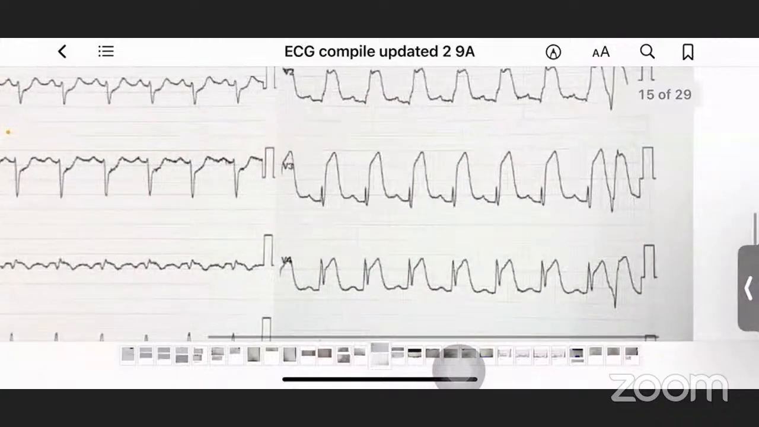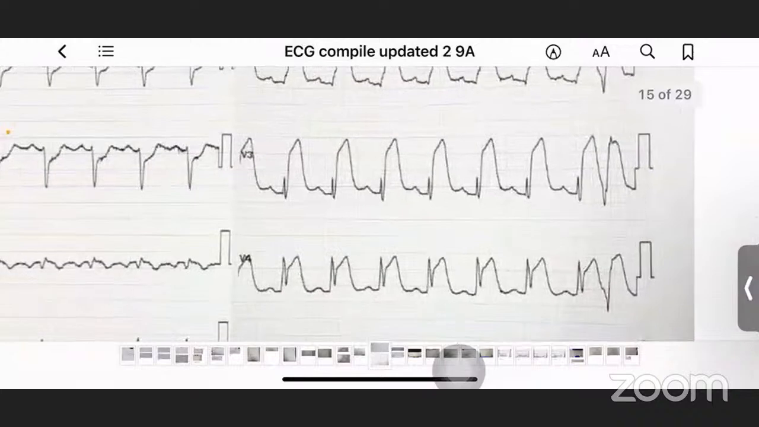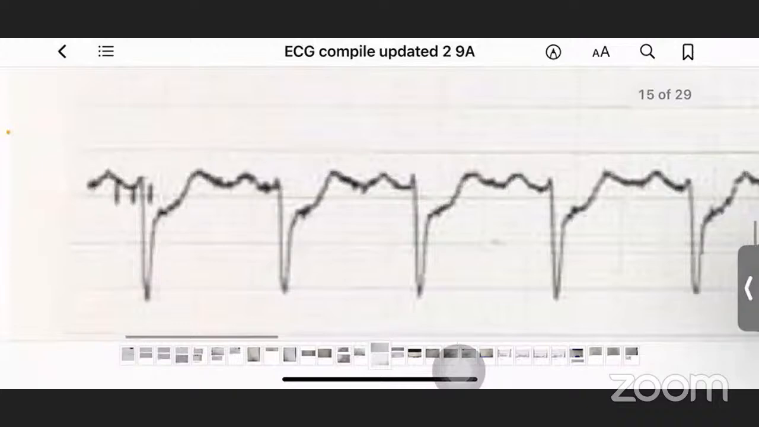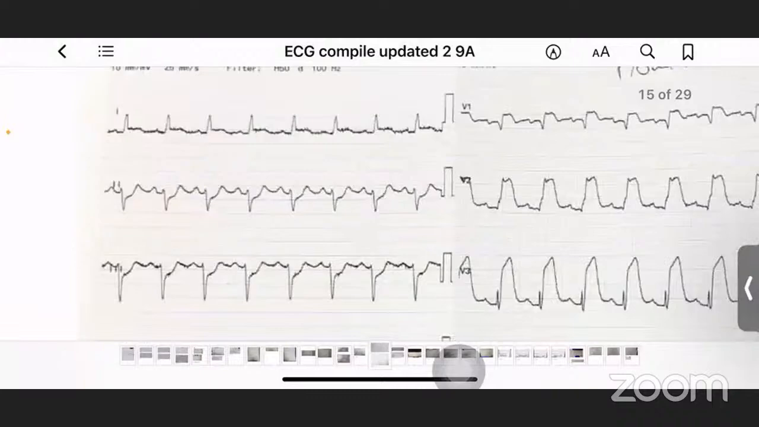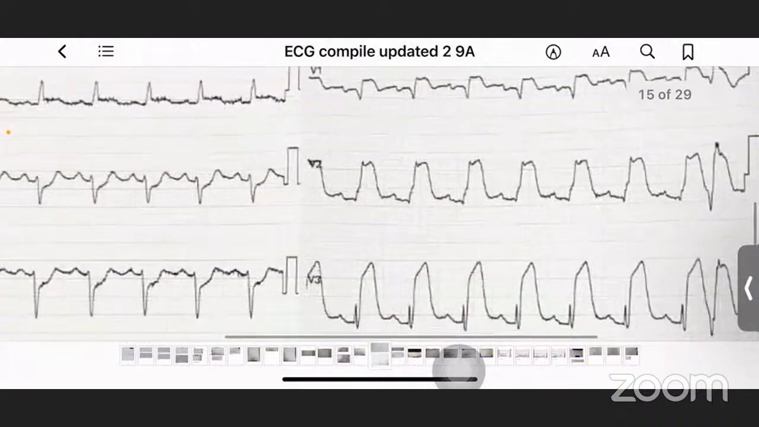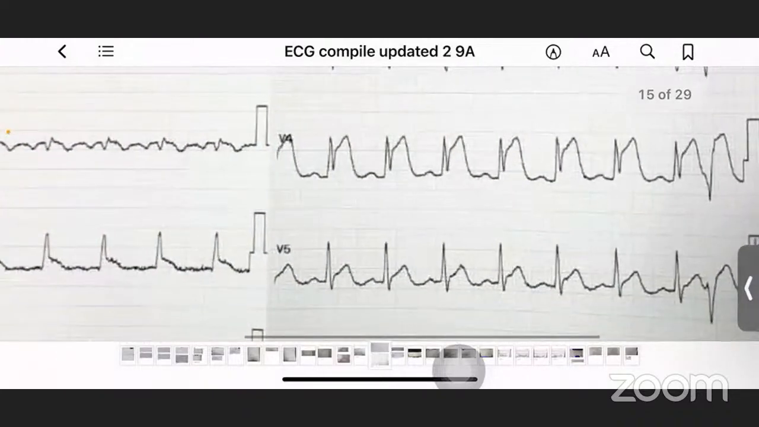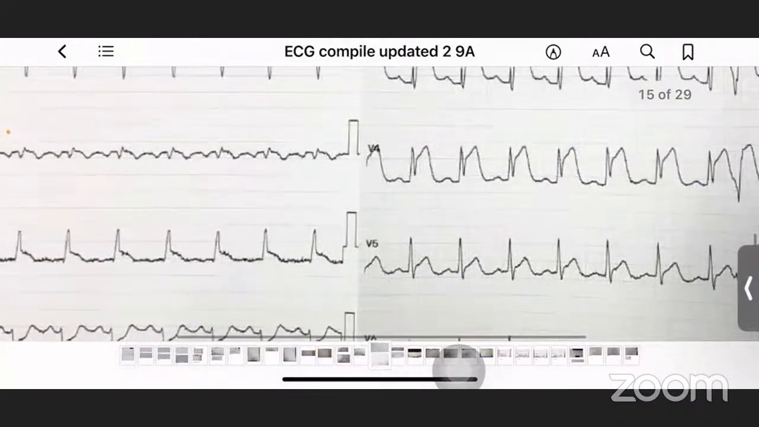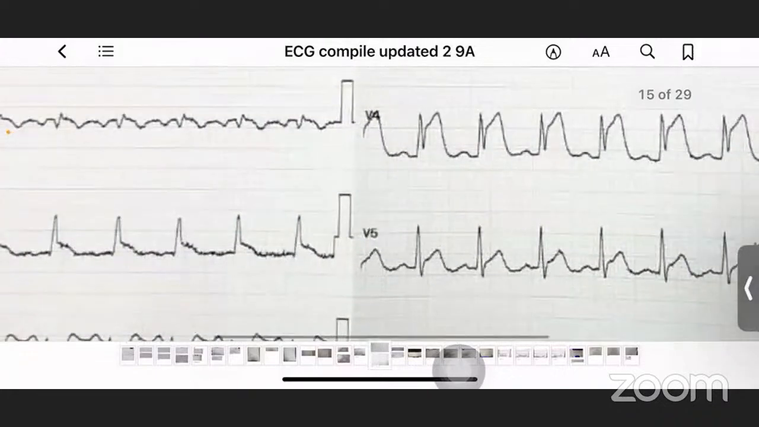This one is convex, not concave already. Marked ST elevation with reciprocal ST depression. So this is anterior. Lead 1 is anterior, and then AVL is also involved. So lateral also, extensive anterior, anteroseptal. Lateral is V5, V6, okay. So it is anteroseptal.